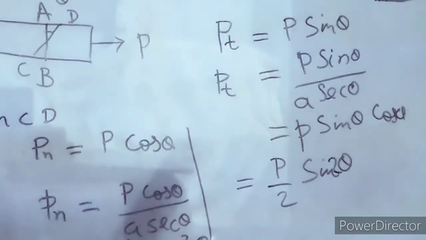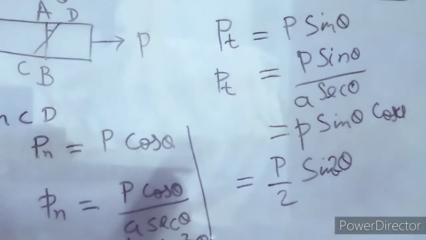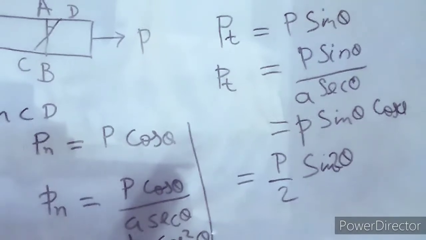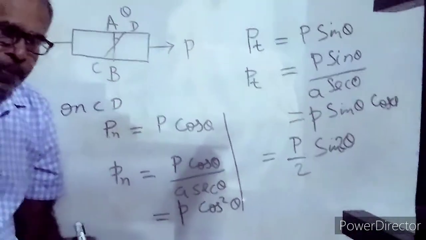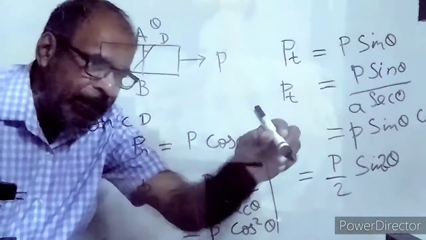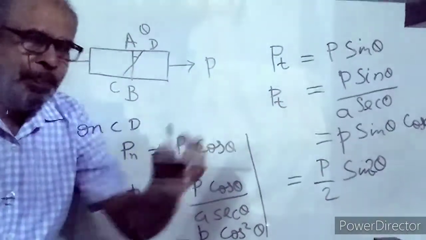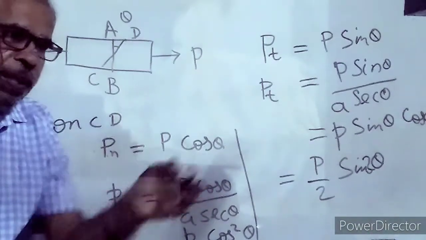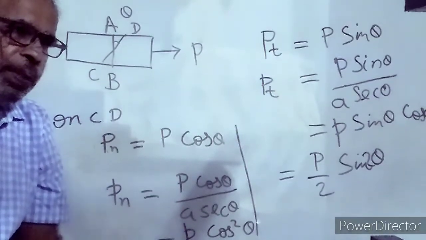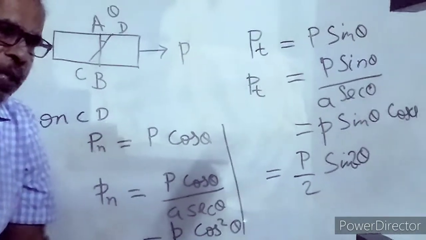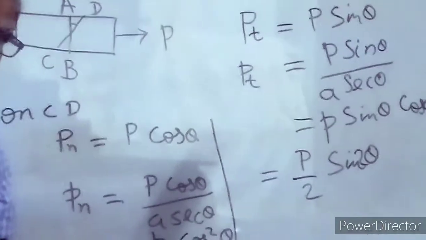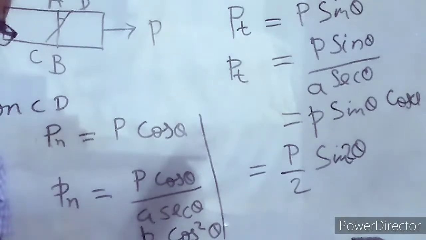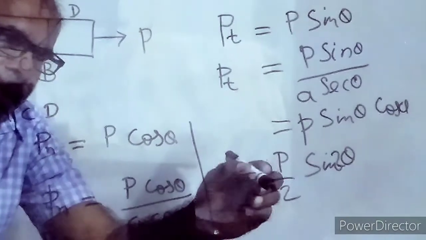Then sigma n is the normal stress and tau is the tangential stress. We know that sin 2 theta is equal to 2 sin theta cos theta. Then sin theta cos theta equals sin 2 theta by 2, so the shear stress is P by 2A sin 2 theta.